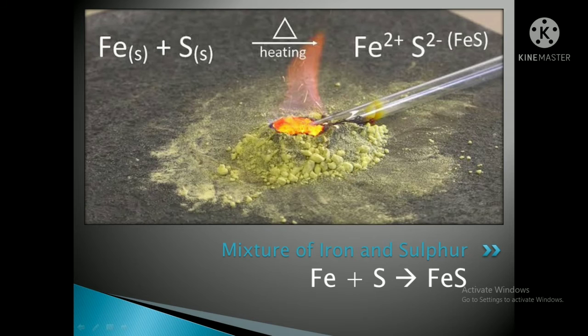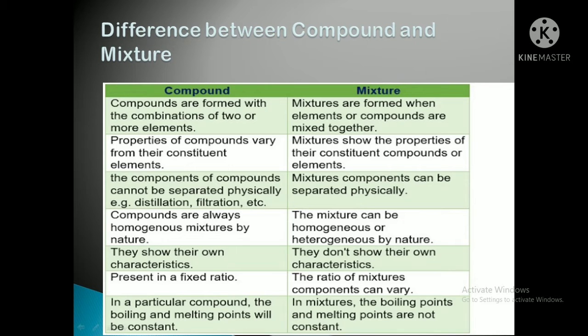Okay, this iron and sulfur mixture will have the properties of both the components, and by applying suitable physical methods on these properties we can separate them. So this is one more example of a mixture. Now let's see, if FeS is a compound, then compound and mixture will have some differences. What are those? Okay, let's see.